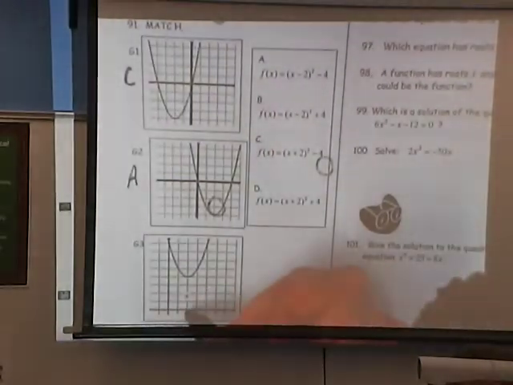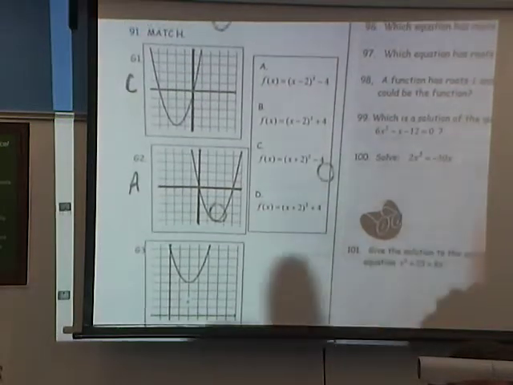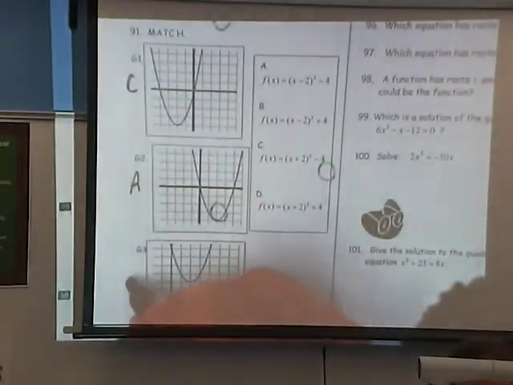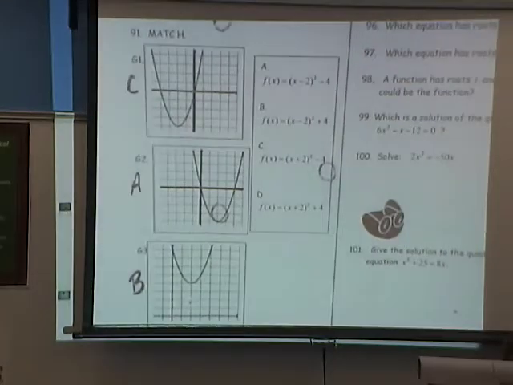G3 moved right 2 and up 4. B. Cab. These are pretty easy, aren't they? You know your translations, and I stressed them all year. That's 8, 9, 10. That's 12 questions on translation so far.